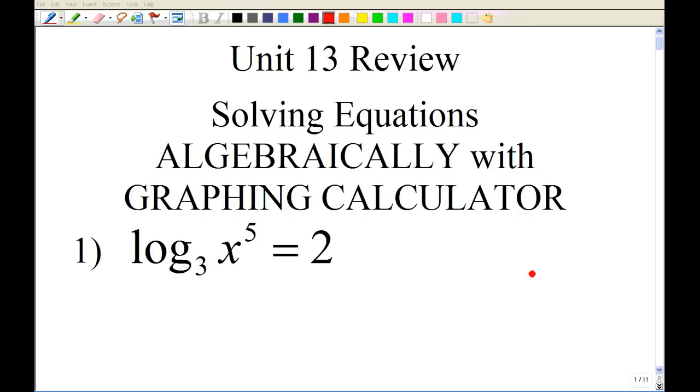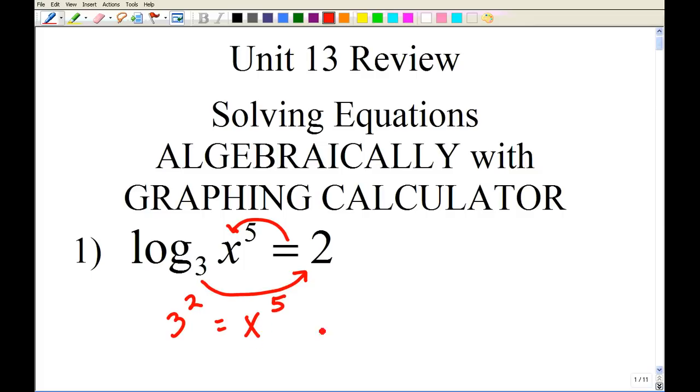So on this number one, we have log base 3 of x to the 5th equals 2. I'm going to start out by rewriting this as an exponential equation. And so I always start at my base, raise it to this power, it will equal whatever's sitting right here. So I have 3 squared equals x to the 5th.